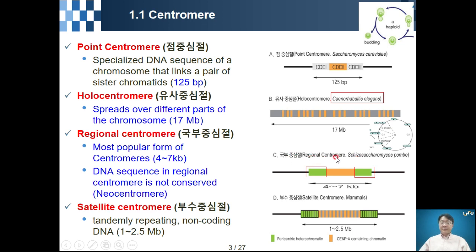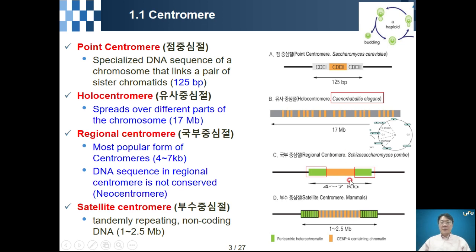The regional centromere is composed of the pericentric heterochromatin region, and inside there is the CENPA binding region. But the DNA sequence in the regional centromere is not conserved. Why? Because this is near centromeres. We will see this concept in the next slide.